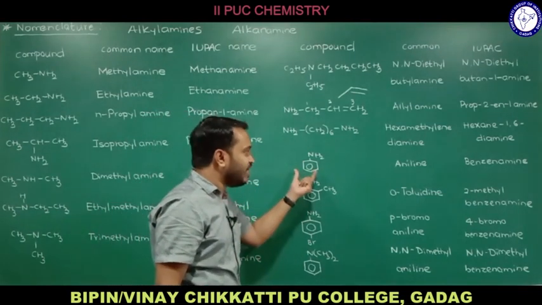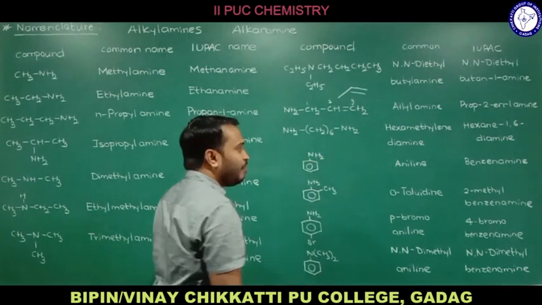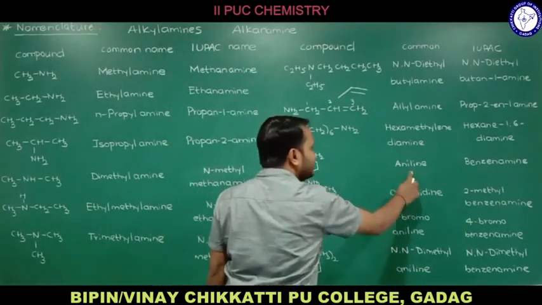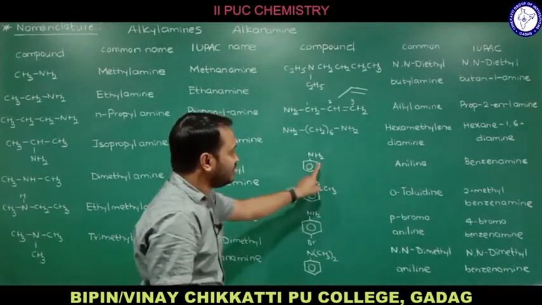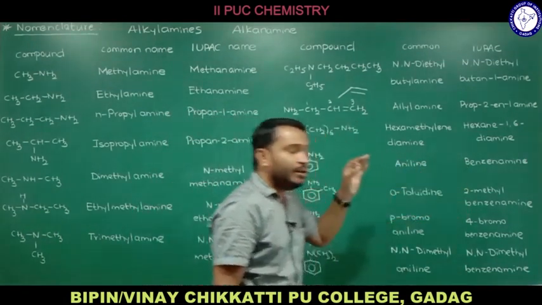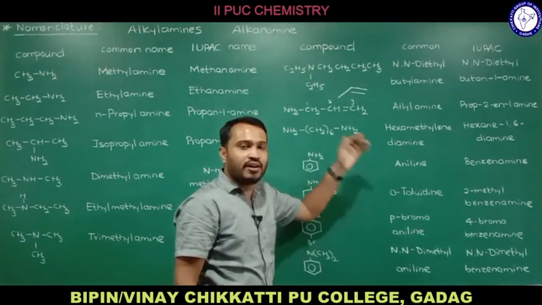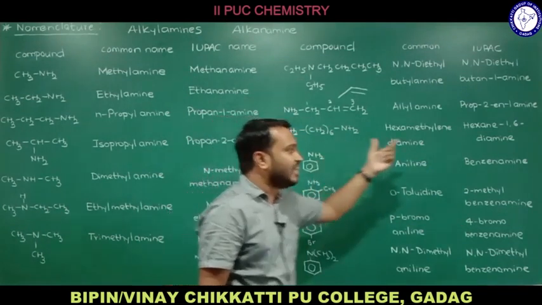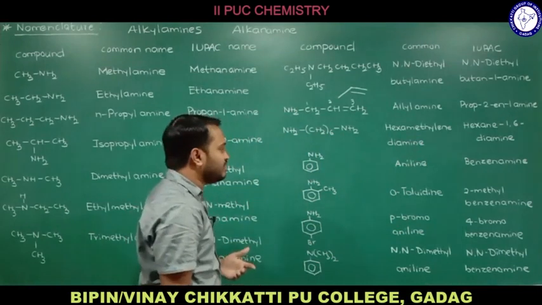The benzene ring we have, and here NH2. So NH2 is the amine, and this compound is named in common name as aniline. What would be the IUPAC name? This is benzene, and the E has to be replaced with amine, therefore the IUPAC name will be benzenamine. But remember, aniline is also accepted as the IUPAC name of this compound. You can say benzenamine or you can say aniline. Both are preferred IUPAC names.